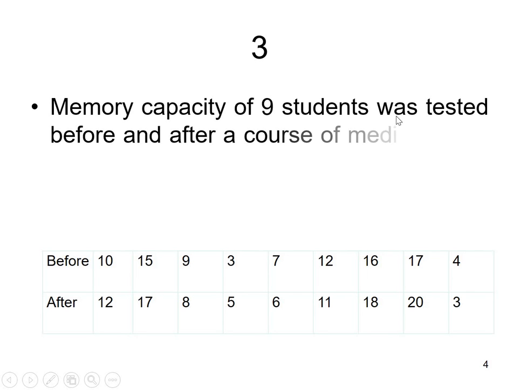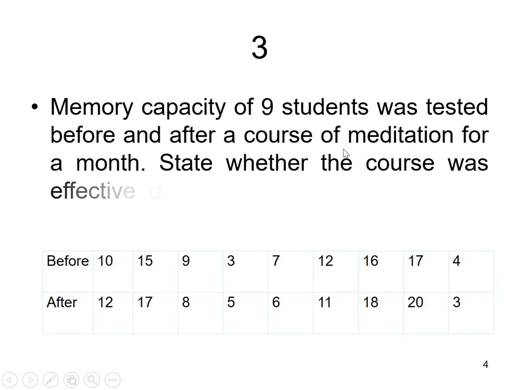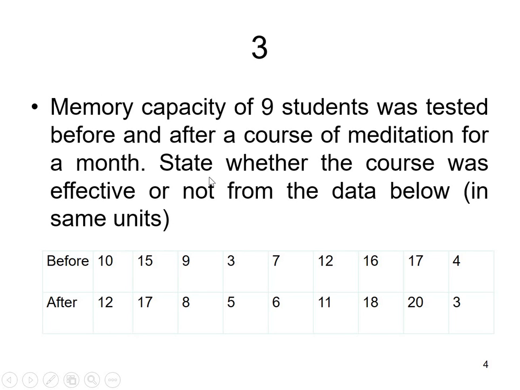Memory capacity of 9 students was tested before and after a course of meditation for a month. State whether the course was effective or not from the data below in same units. So before, these are the values; after, these are the values. So it is given for the same set of 9 students, we are doing the experiment before and after the course. So before, the memory capacities are 10, 15, 9, 3, 7, 12, 16, 17, 4. Similarly, after is also given.